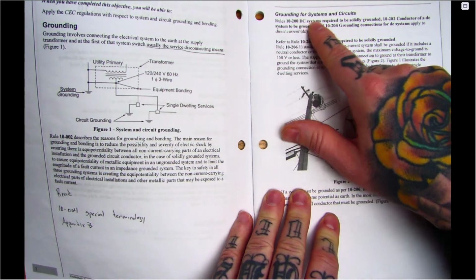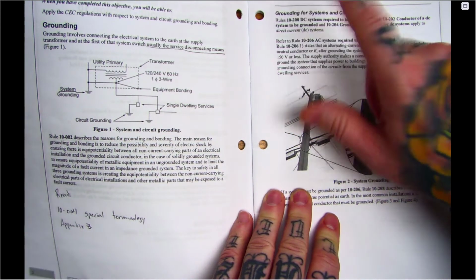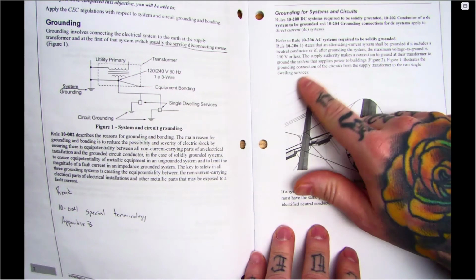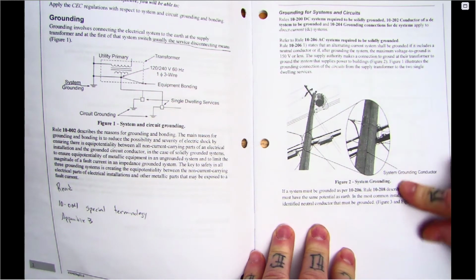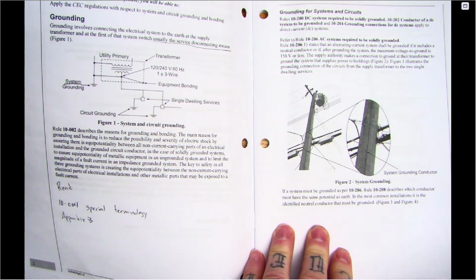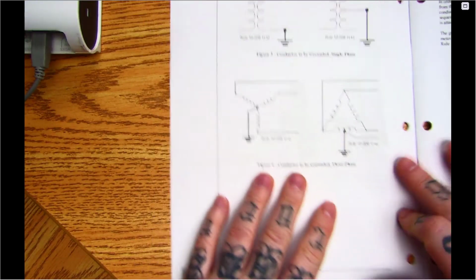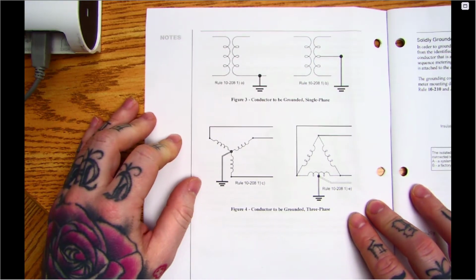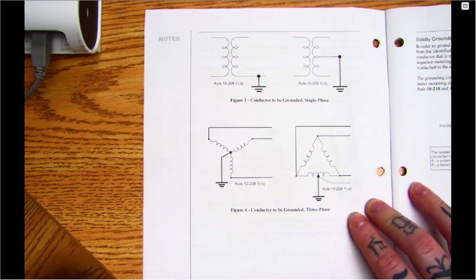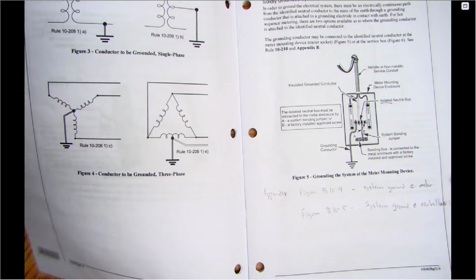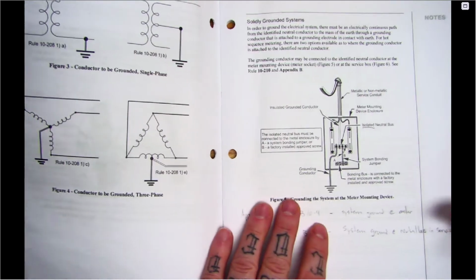We talk about grounding for systems and circuits. It starts with the DC. Again, this is the first rule at 10.200. Under solidly grounded, it starts talking about DC systems, then AC systems required to be solidly grounded. But again, go through this. This stuff is not too terrible to read. It'll tell you what needs to be grounded, and then show you the rule and relate to the picture. So definitely make sure you're reading through your module with this stuff too.